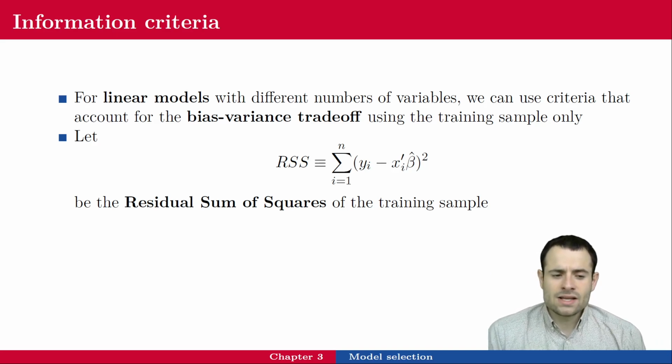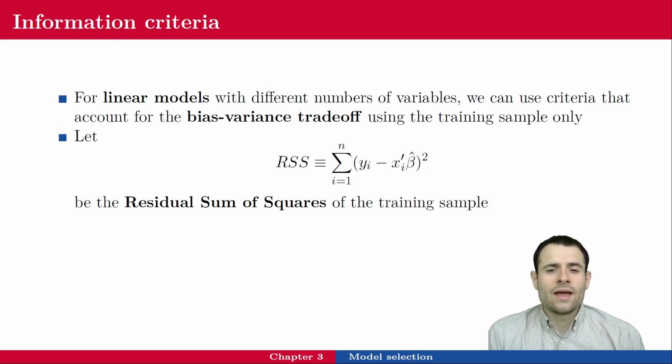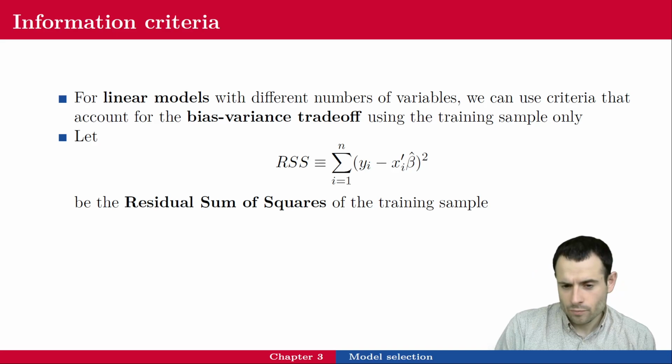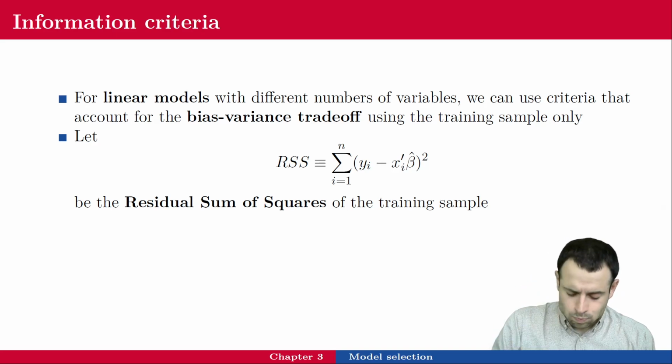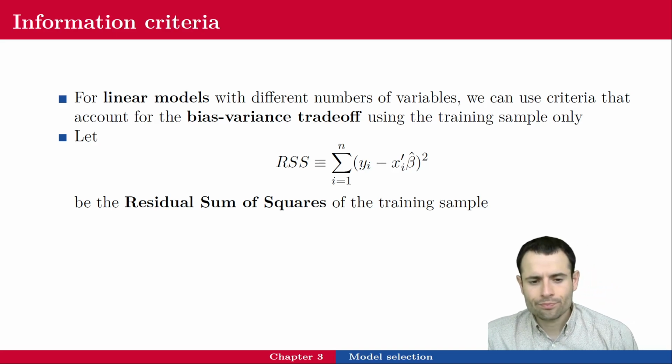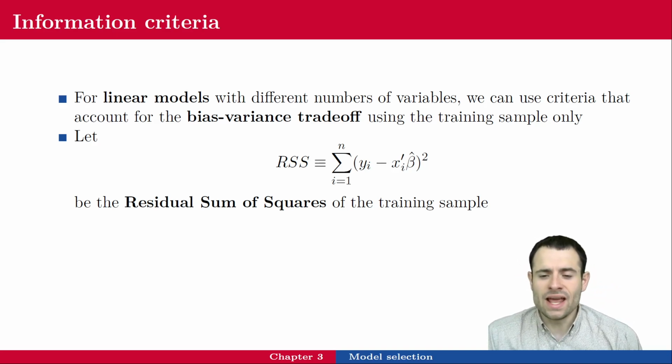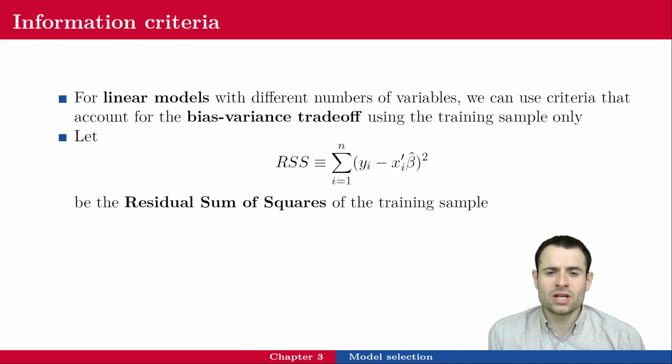Let's define RSS as the residual sum of squares of the training sample. So I take my data, y, minus my predictions, I take the square, and I sum them up. Note that if I multiply everything by 1 over n, I go back to my in-sample mean squared error formula. We call it residual because it is everything that is not explained by our model. Data minus prediction, whatever is left is a residual.